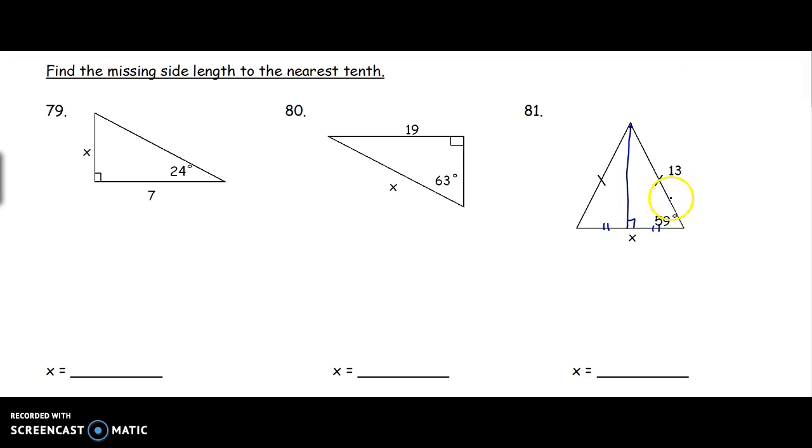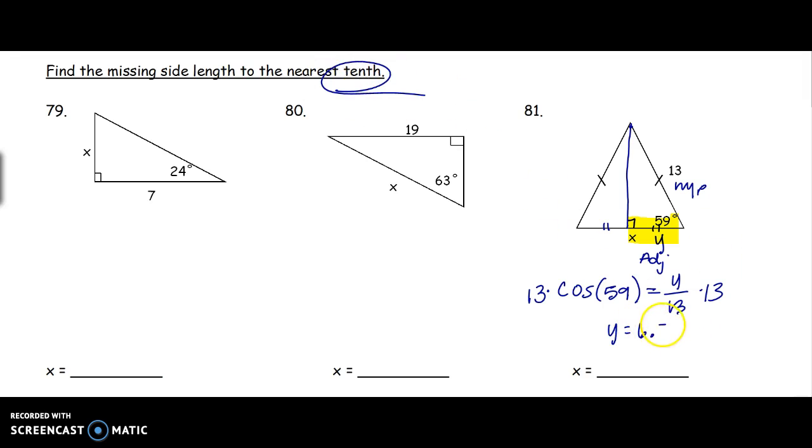Okay, so what we're doing is now we have to find this piece, just this one small piece, and we're only going to look at that right side of the triangle. So here we have an adjacent and we have a hypotenuse. So again, we're going to use cosine. So we're going to take the cosine of 59, set it equal to the adjacent side over the hypotenuse. And since our number is in the denominator, let's multiply by that. So in your calculators, type 13 times the cosine of 59. And that's going to give you 6, we're rounding to the nearest tenth, so it's going to be 6.7.